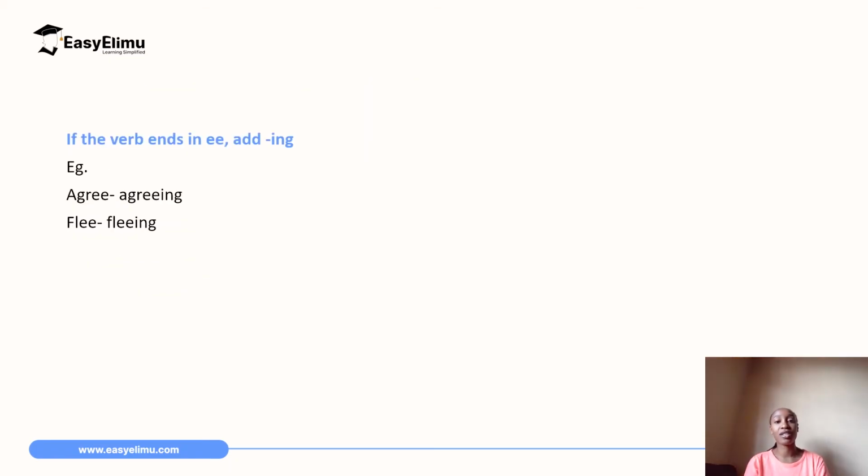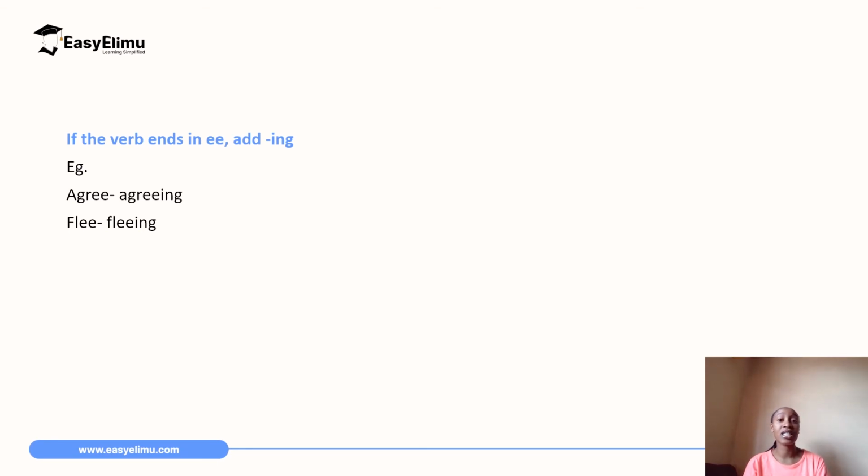Another change we need to take note of is if the verb ends in double E, you just add ing. You don't drop anything, you just add ing. For example, agree ends with a double E, so you add ing to form agreeing.